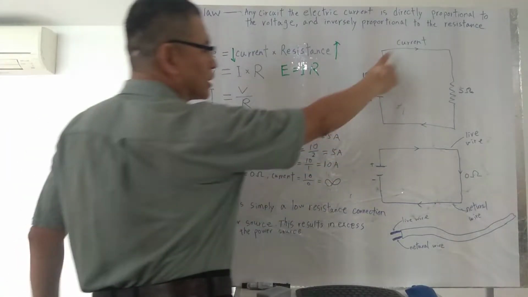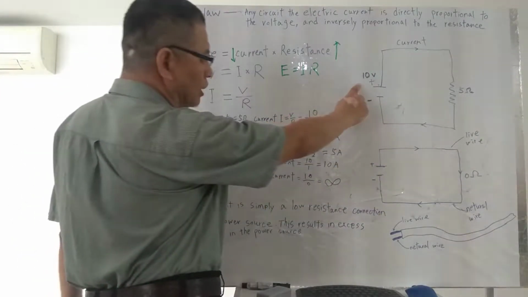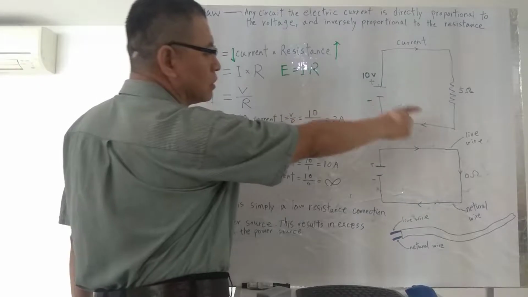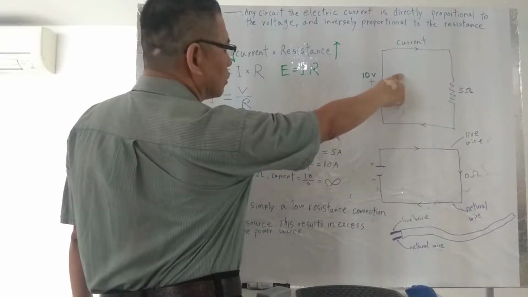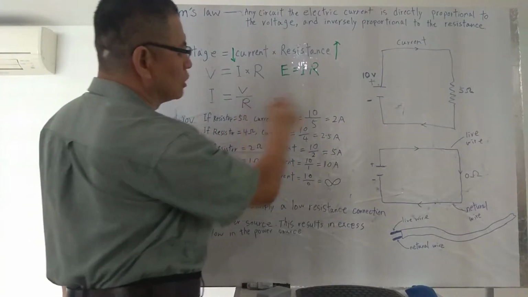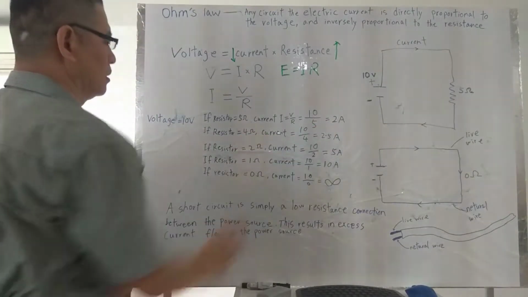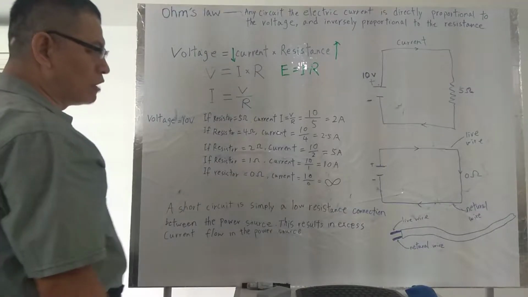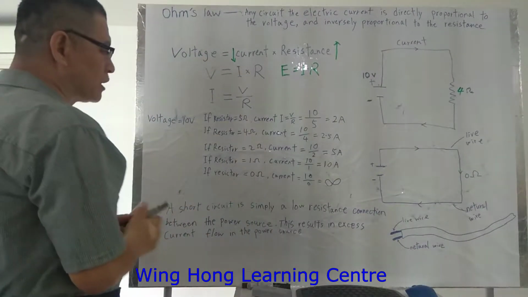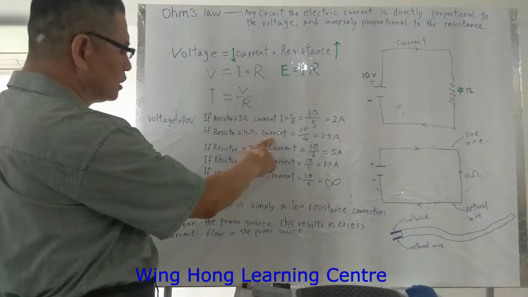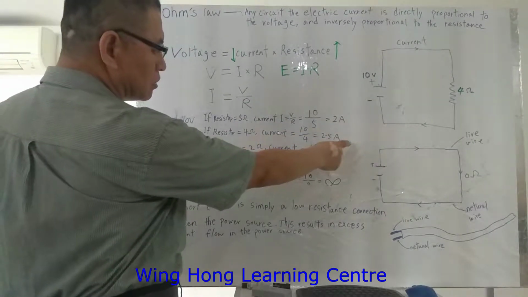We look at this simple circuit. Assume the voltage is 10 volt. Resistor is 5 ohm. So the current is equal to V over R, equal to 10 over 5, equal to 2 amp. The current is 2 amp. How about if the resistor changes to 4 ohm? Then the current equals V over R, equal to 10 over 4, equal to 2.5 amp. The current is increased.